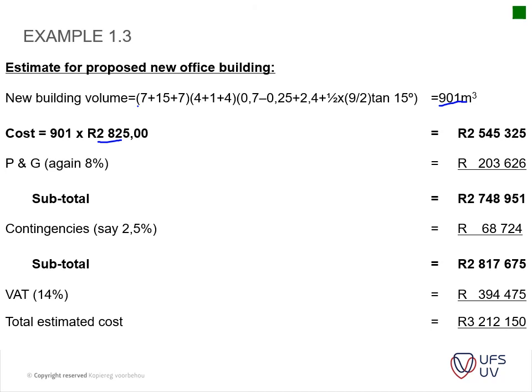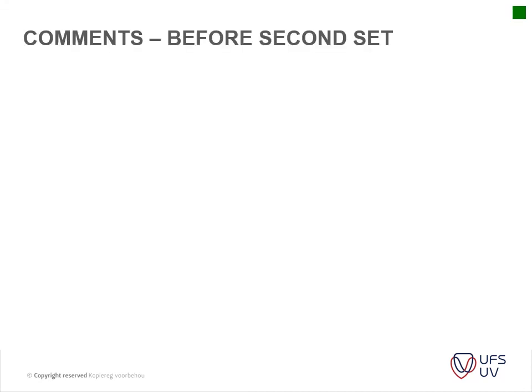So then again, what you do is you just multiply your area tariff with your new volume, cubic volume, and then you just add your P's and G's, your contingency, and then your VAT to get to your total estimated cost. Okay, and I think that's basically it.